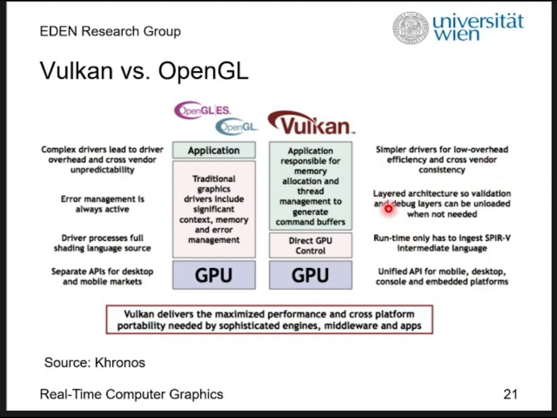So we have a simple driver, we have a layered architecture, so you can switch on and switch off validation and debug layers and so on. We have only this SPIR-V intermediate language. You don't feed in your shader text. And it's a unified API. You can use it for mobile, desktop, console, embedded platforms. It's always the same core language.